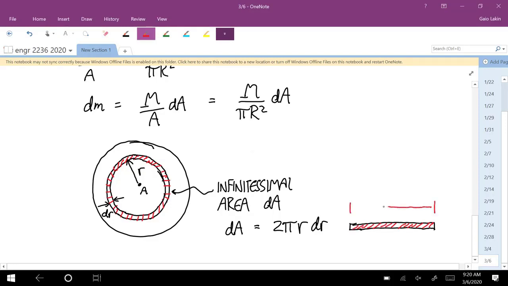You have a length of 2 pi r and a thickness dr. Okay, and we're just taking the area of that rectangle. That is a trick that comes up in integral definitions of all sorts of things when you're doing circular shapes.